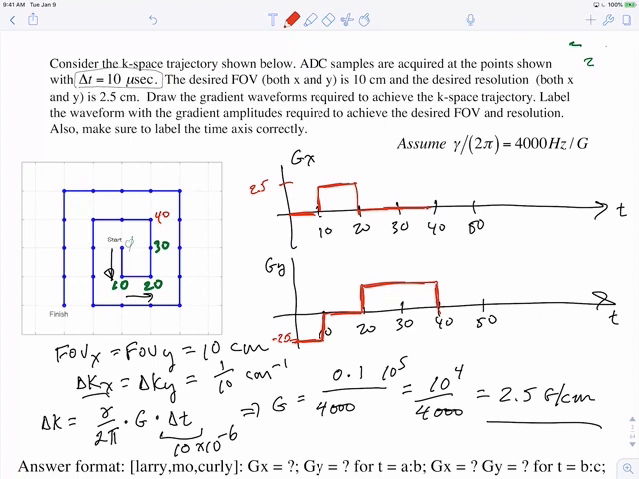Other question? Where would resolution play in this? That's a great question. So what is the resolution that we're achieving here? Any ideas? Go ahead. 2.5 centimeters.